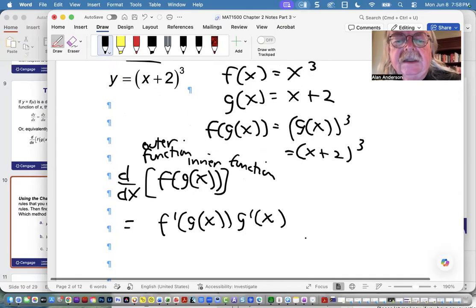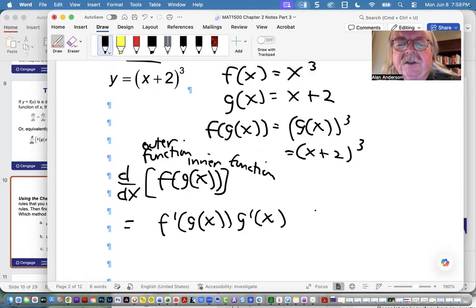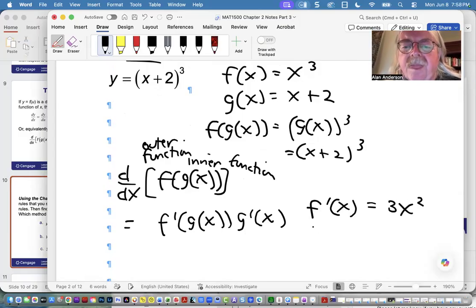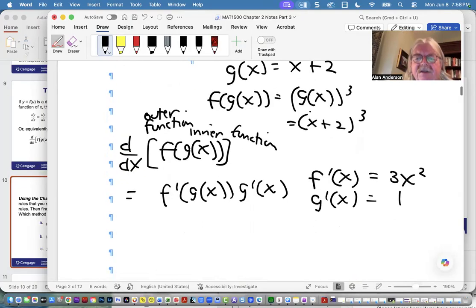All right, now based on the functions we have here, f prime of x would be, based on the power rule, 3x squared, and g prime of x would simply be 1 because it's x plus 2. The derivative of x, as you know from our discussion last time, is 1, and the derivative of this constant 2 is just 0. So what you've actually got here is this.